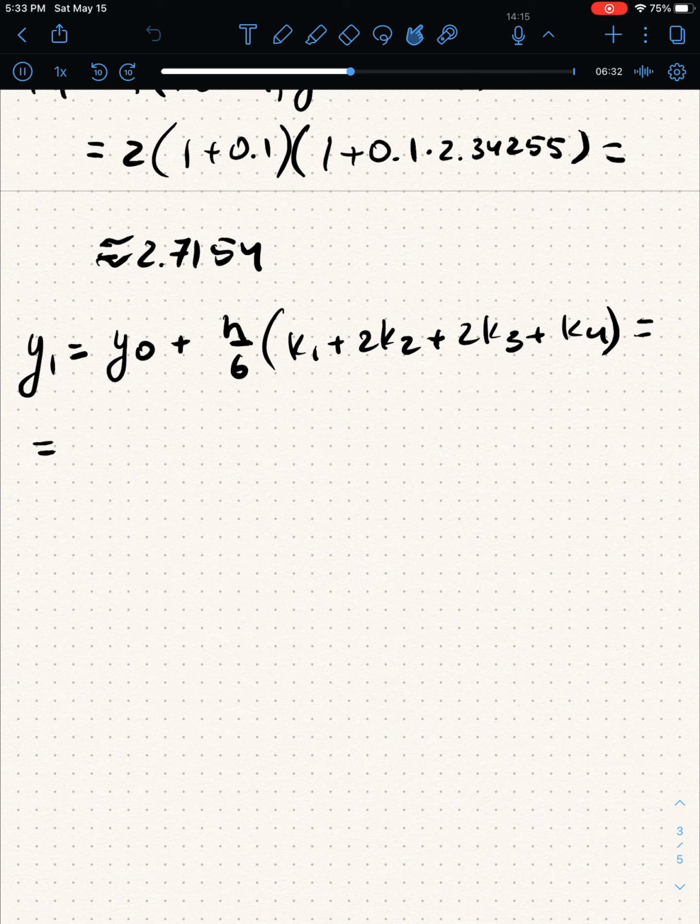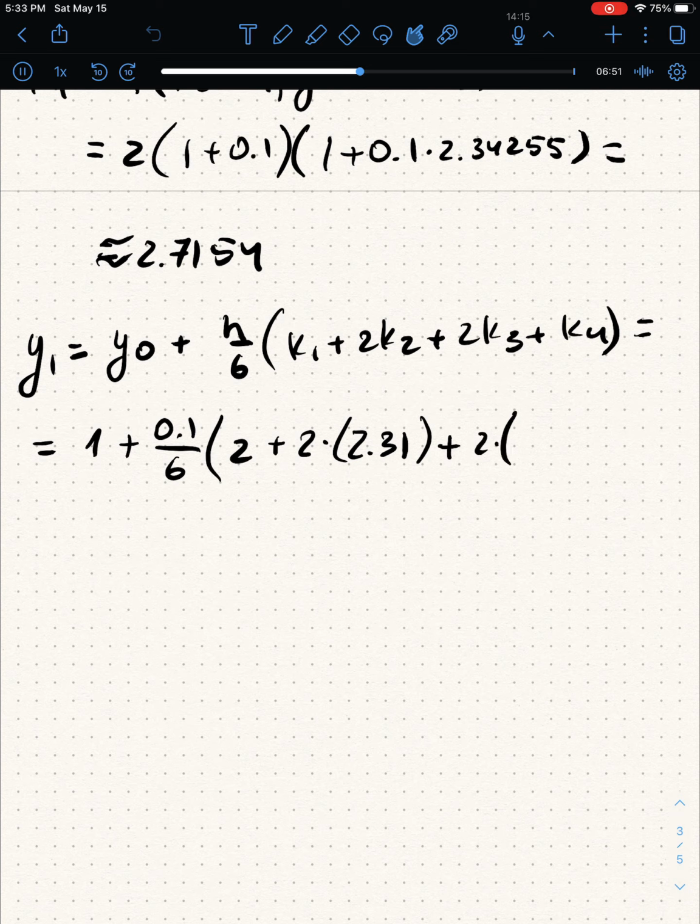Which is, we know our y naught is 1 plus 0.1 over 6 times 2 plus 2 times 2.31 plus 2 times 2.343 approximately at this point, and then plus our last value, 2.7154. That whole thing equals 1.234.